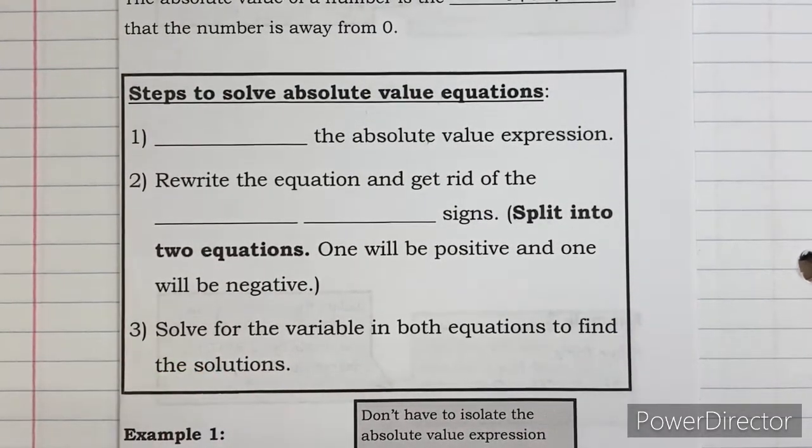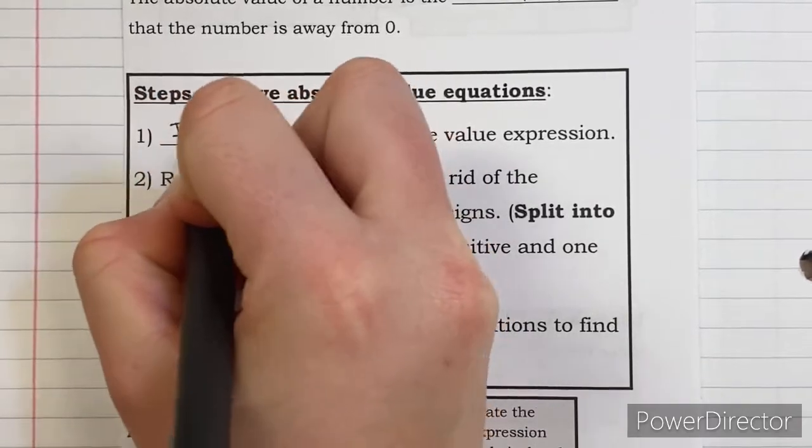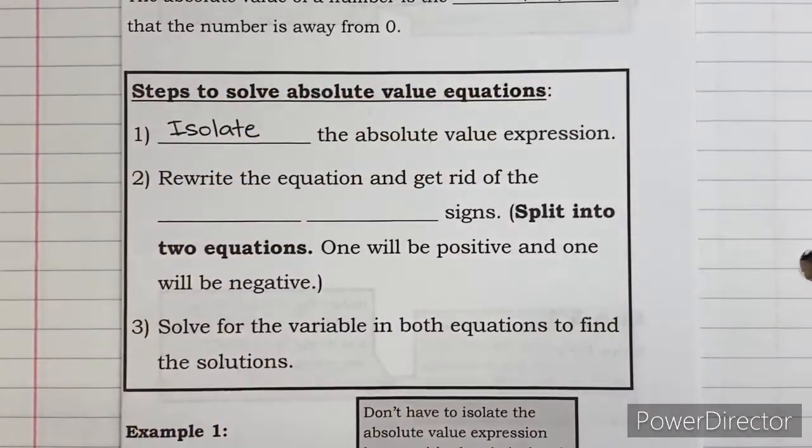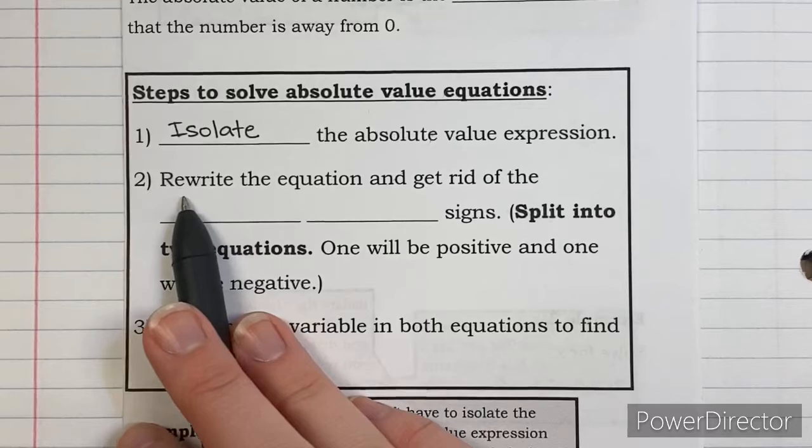So we're going to talk about these, and then we'll actually just dive right into some example problems that I have. Step 1 is to isolate the absolute value expression. Isolate means that you are trying to get something by itself. Isolation means only you, by yourself. So isolate the absolute value expression means that I only want the absolute value expression left on that left-hand side. After you get that done, then you can move on to step 2.